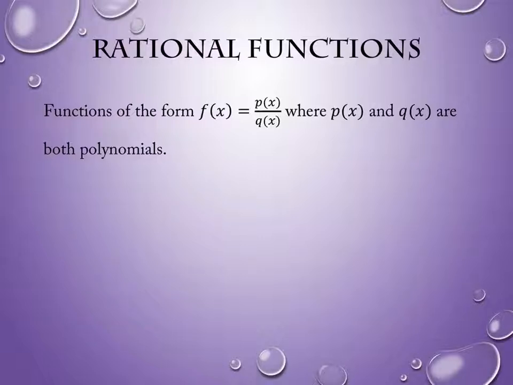So on the previous slide, we had this equation written out. And negative 5 is a polynomial. Constants are polynomials. They have a degree of 0. And then x minus 2 is a polynomial. So by definition, this is a rational function.